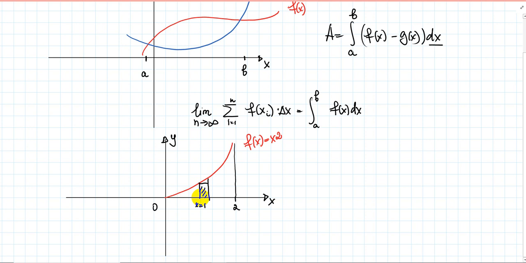The area of this rectangle is the width, which is, let's say, delta x, multiplied by the height. How do I know the height of this rectangle? By evaluating the function here, right? Why?